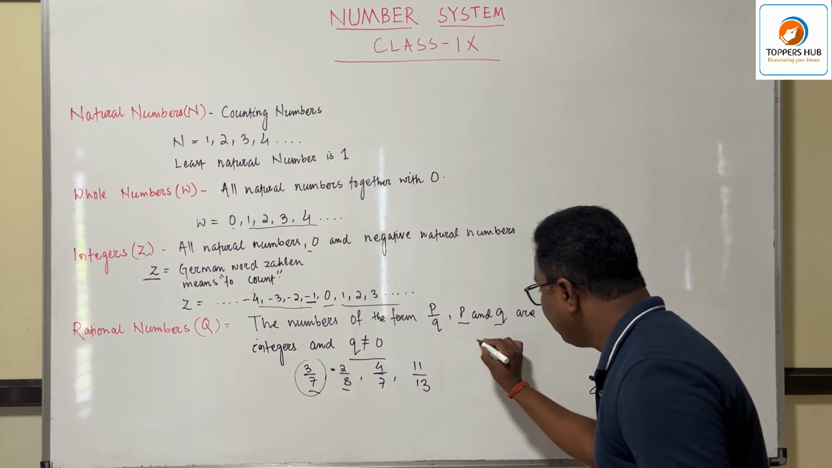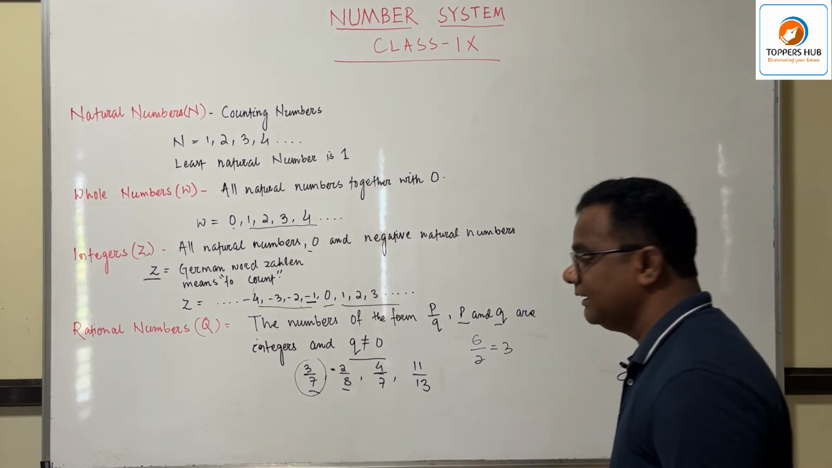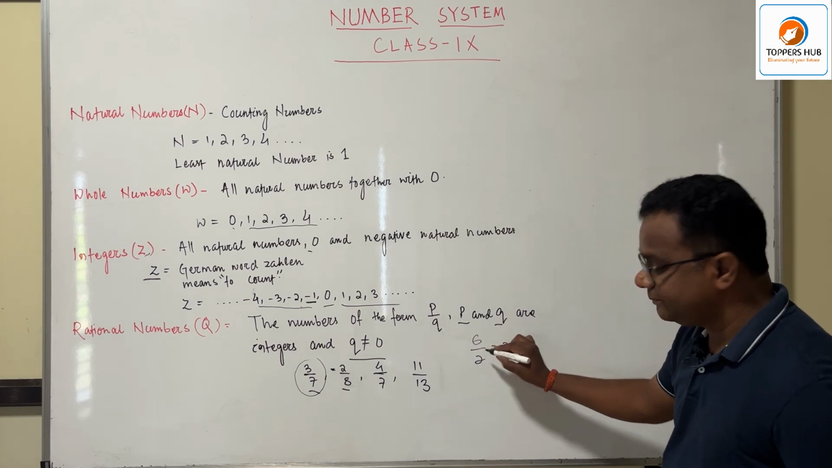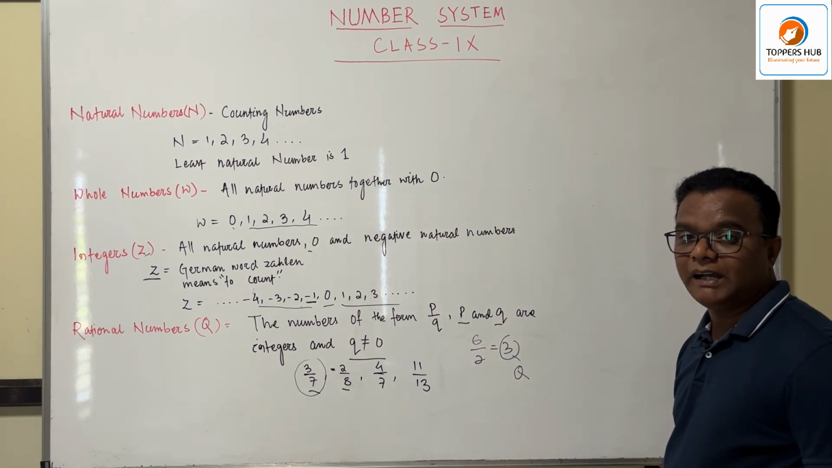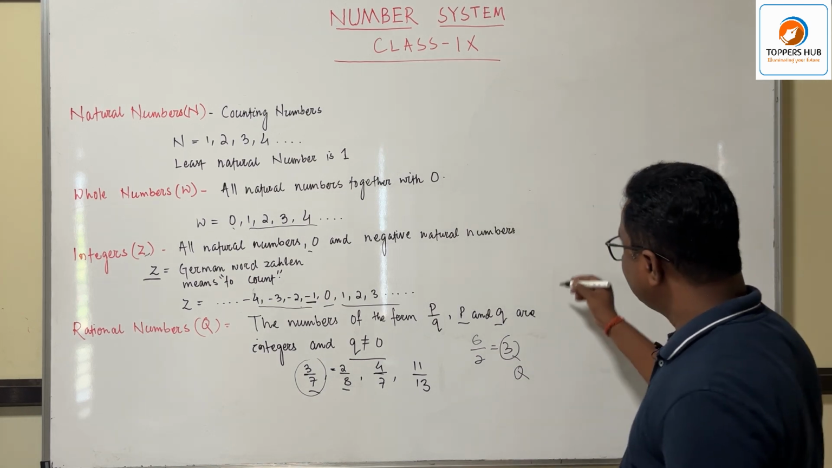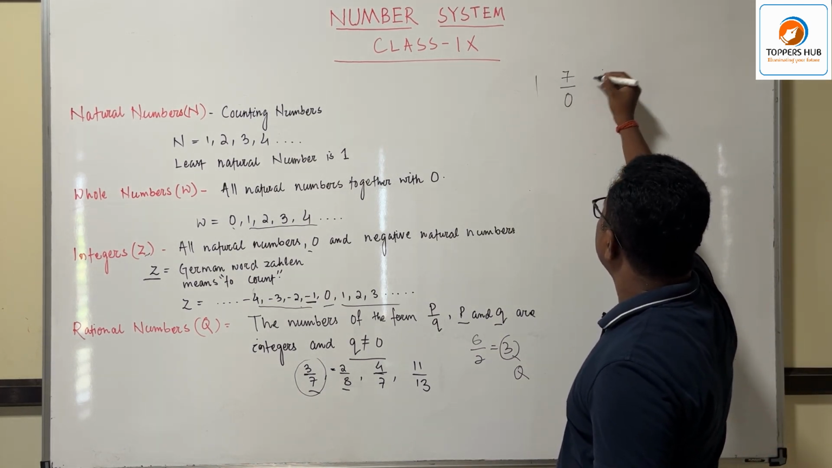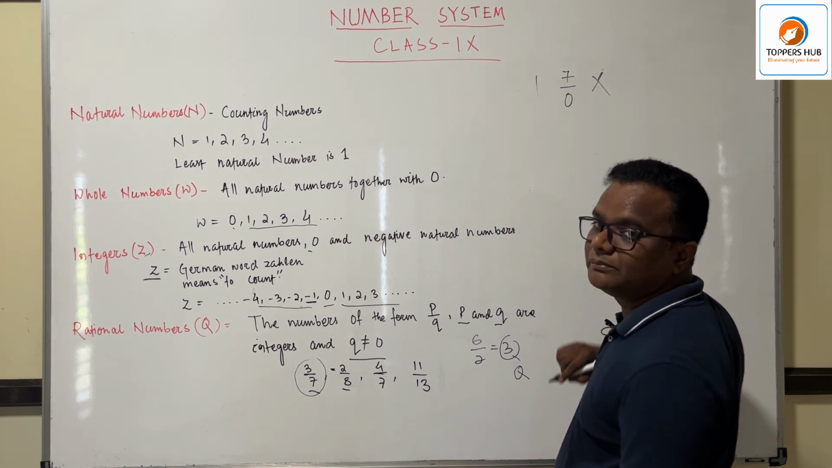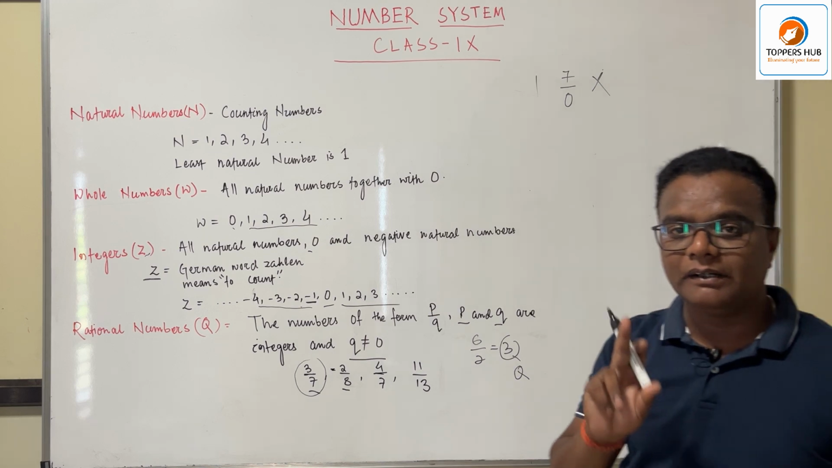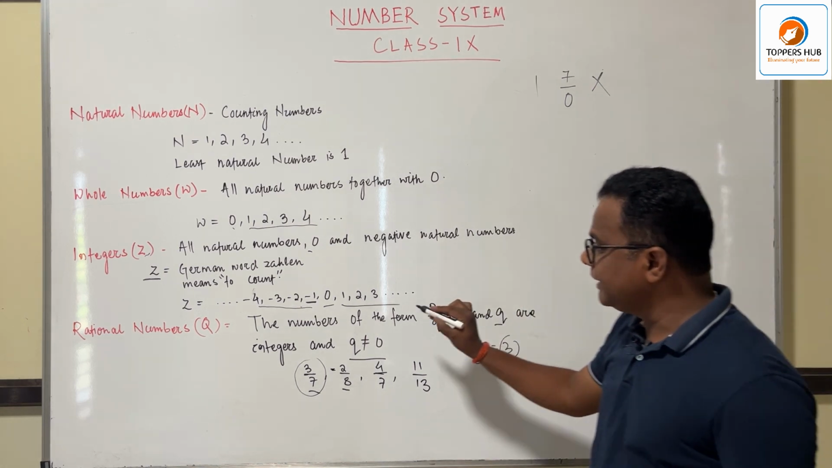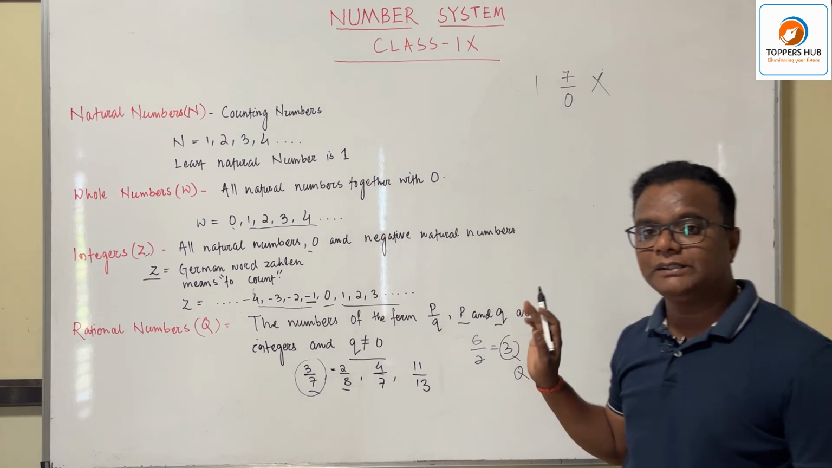Why are rational numbers represented by Q? Suppose I am writing 6 by 2, then 3 is the quotient. After dividing, we get the quotient. Therefore, rational numbers are represented by Q. And if I write 7 by 0, it is not a rational number, because here the denominator q becomes 0. So always remember, a number in the form of p by q, where p and q are integers and q not equal to 0, is a rational number.